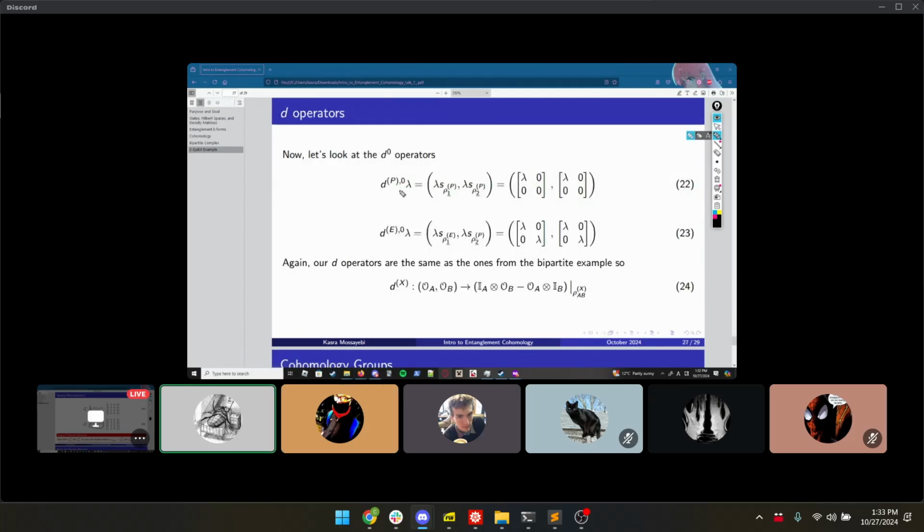So first, D0 is just this omega times the support projection operators. So you get this, right? And for the entangled state, it's the same thing, right? Times support projection operators, which gives you that. It makes sense. For the D1 map, it's going to look like this, right?